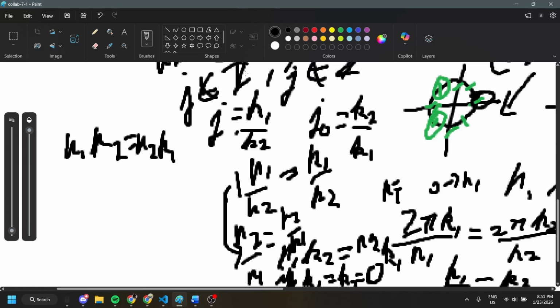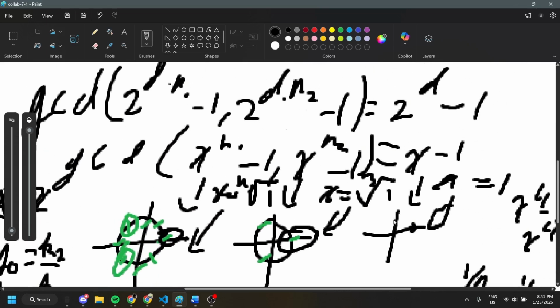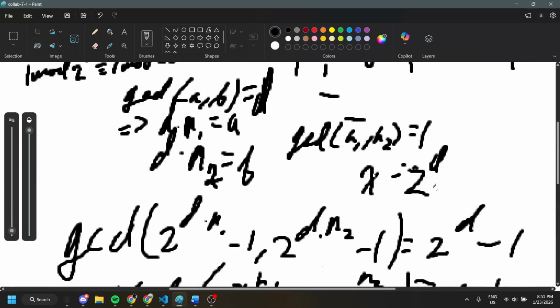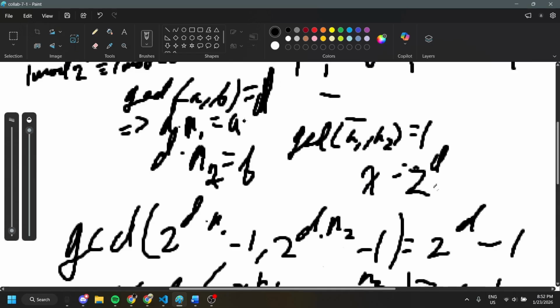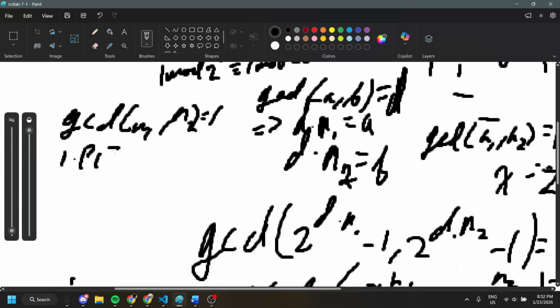What did we do here? Can we do this in reverse? We took the GCD and turned it into actual numbers. GCD of this and this equals D, so this times this equals A, and this times this equals B. So if we take the GCD of n1 and n2 to equal 1, then 1 times, we'll call it P1, is equal to n1, and 1 times P2 is equal to n2. Yeah, so this doesn't really tell us anything.